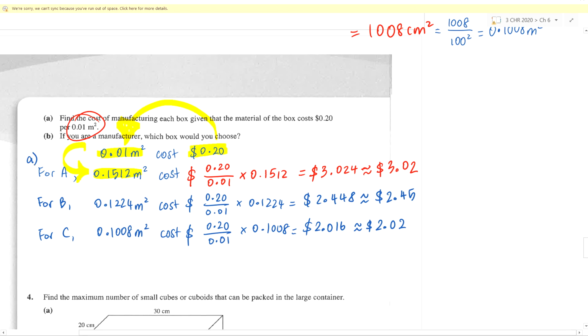Okay, once we have this already, try and make sense of the numbers. And what will your answer be for part B? Which design will you choose? You choose C. I will choose C. If they ask you why, the reason is because it is the cheapest.